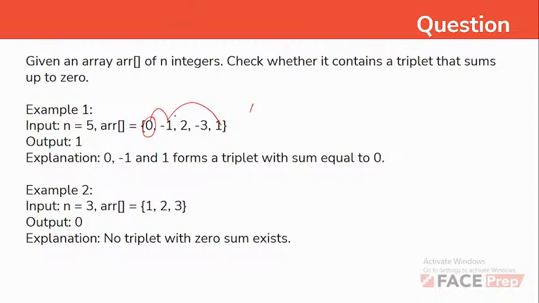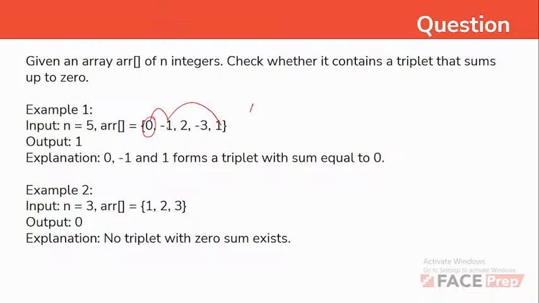And if we take any other cases, say for example, -1, 0, 2. It is not 0. -1, 2, -3. It is not 0. 2, -3, 1. 1, -3, -1. If you check all the possible combinations, only one triplet forms the sum 0. That is 0, -1 and 1. Hence my output is 1. That is, the count of triplets is 1.